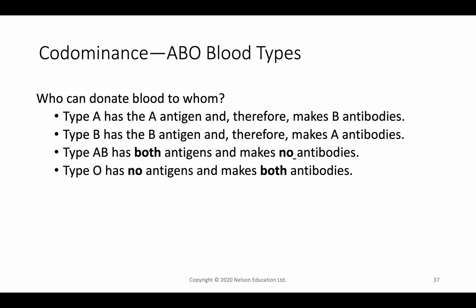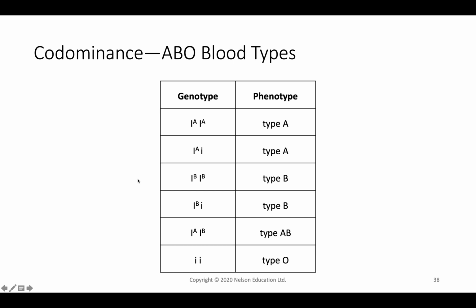But that means that O is not able to accept any blood from anybody that has any antigens because it has antibodies against both, right? That means that type AB can accept from anyone because it has no antibodies at all, so it can accept any type of blood. So AB is considered the universal acceptor, and type O is considered the universal donor.